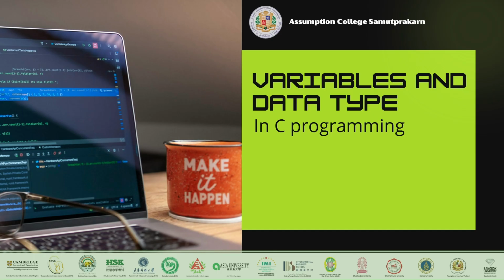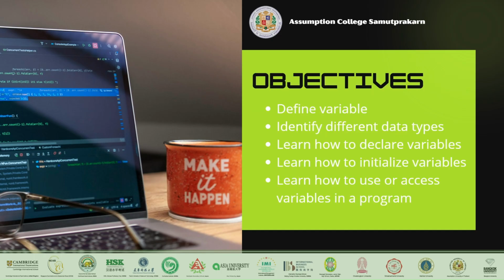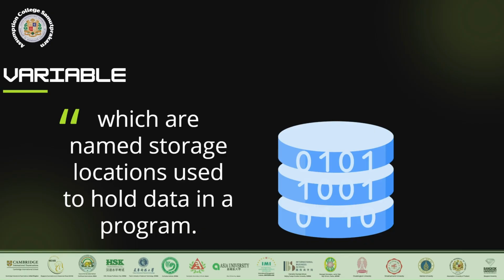Our objectives are to define what a variable is, identify different data types, learn how to declare variables, learn how to initialize variables, and learn how to use or access variables in a program. By the end of this video, you should understand how variables store data and how different data types are used in C programming.